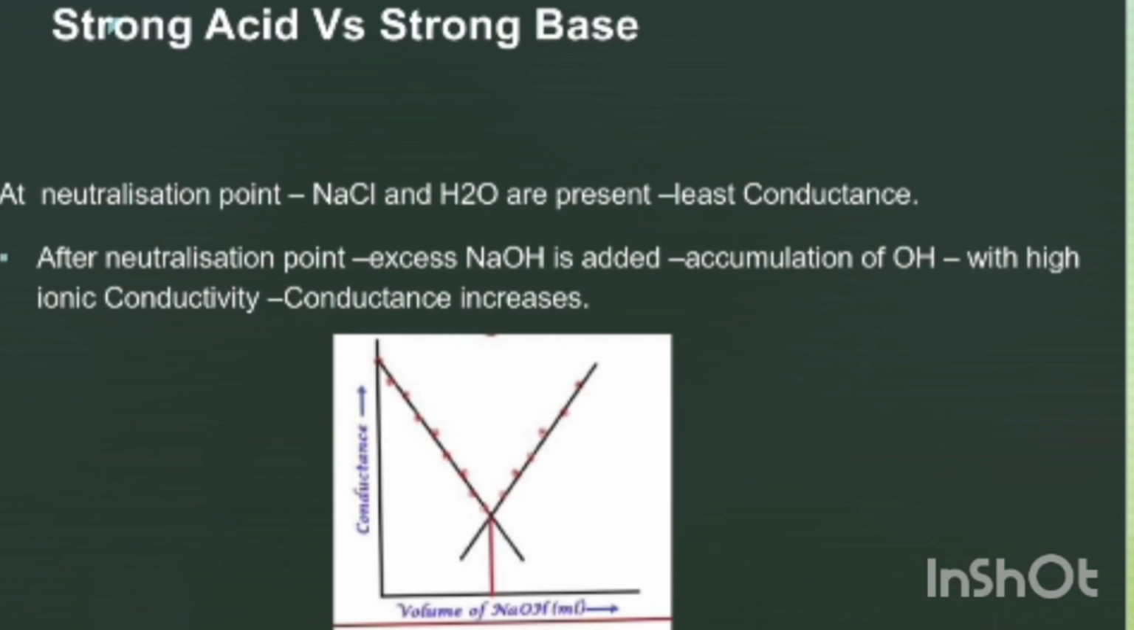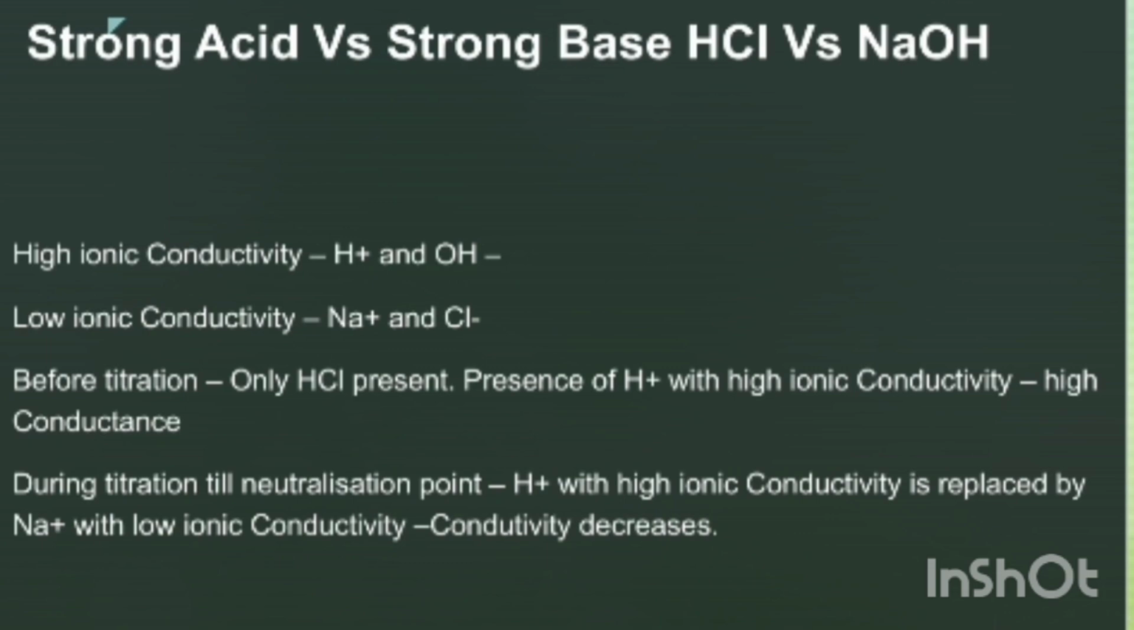Here we see H+ and OH- ions. Fast moving ions have high ionic conductivity, so they give more conductance, and Cl- and Na+ ions are slow moving ions which have low ionic conductivity and contribute less conductance.